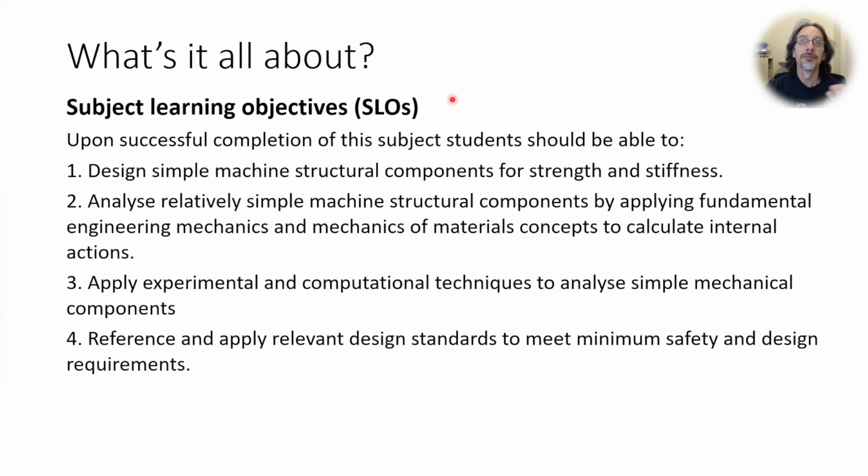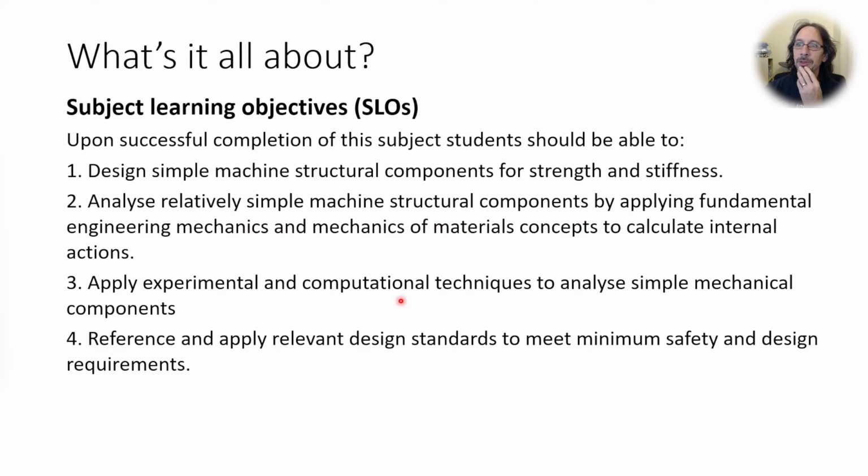So what's it all about? The subject learning objectives are that you should be able to design simple machine structural components for strength and stiffness. And those are different things, okay? Often people confuse strength and stiffness and think that they're interchangeable terms. They're related, but they're not the same. You should also be able to analyze simple machine structural components by making use of the fundamental engineering mechanics, such as I've just shown you in the examples where I've done some work.